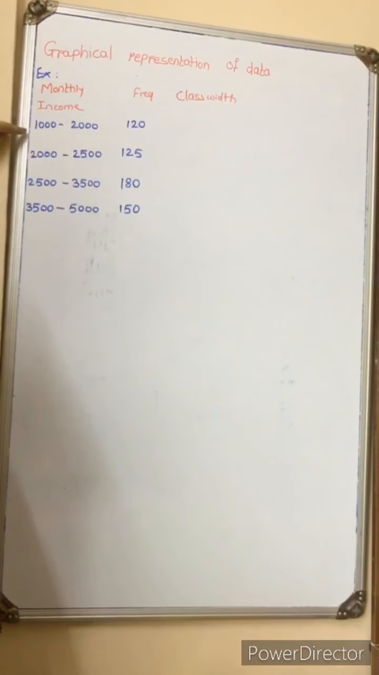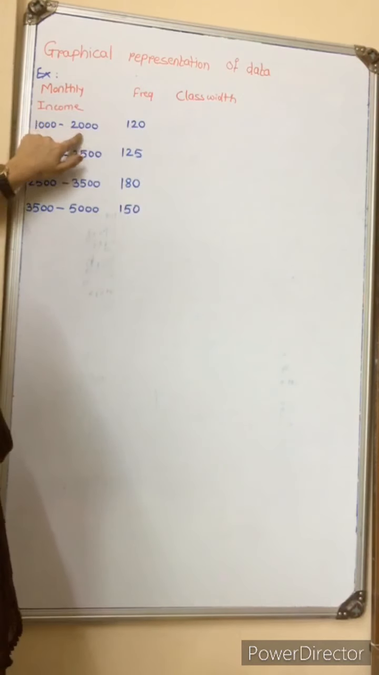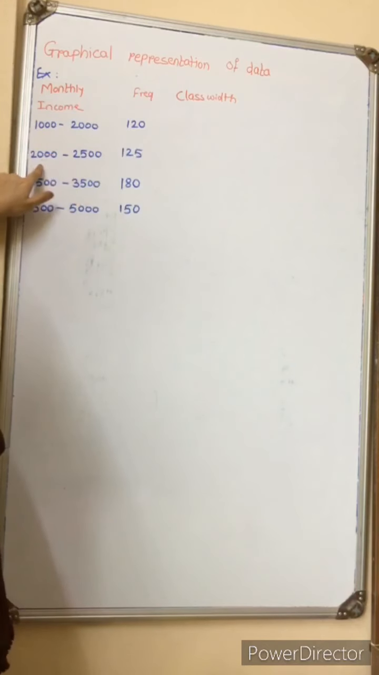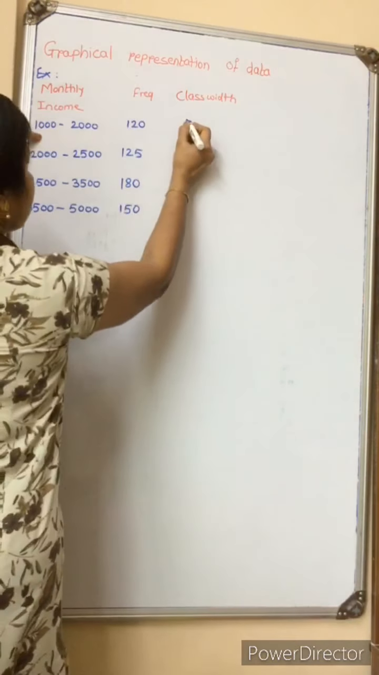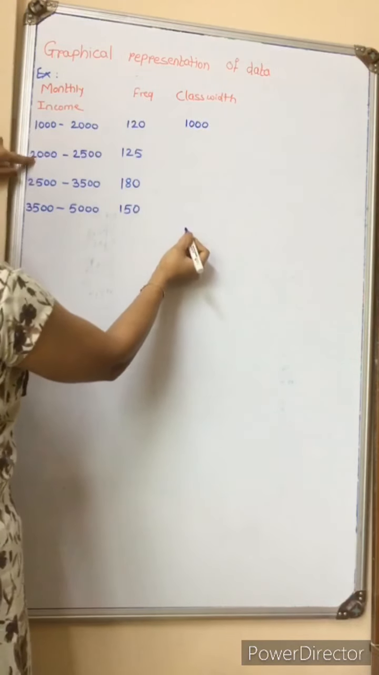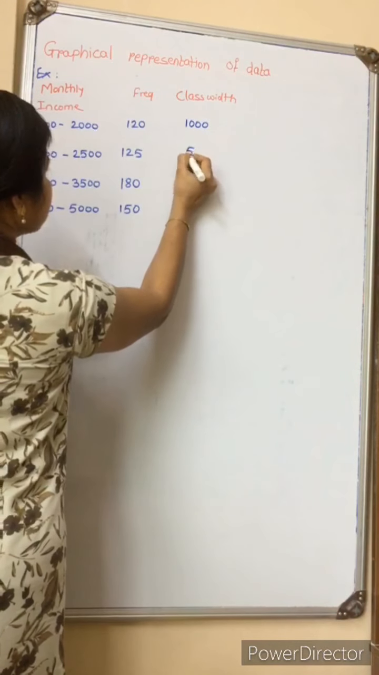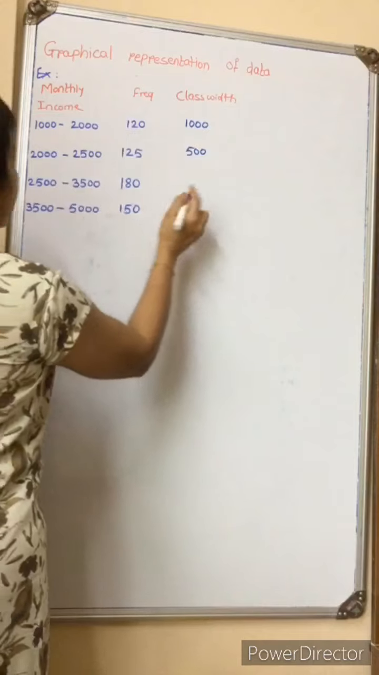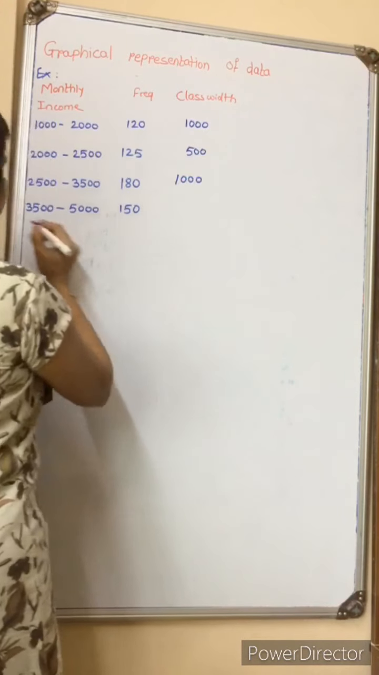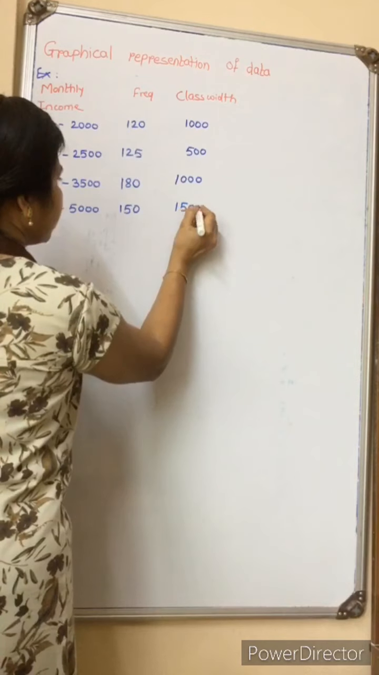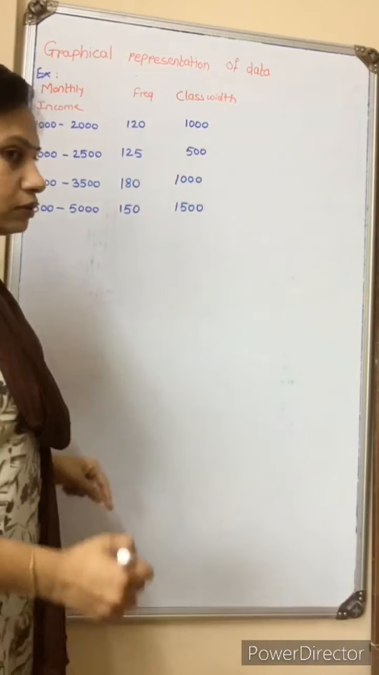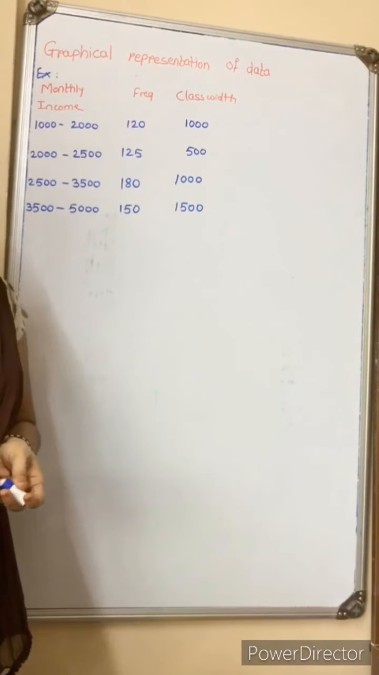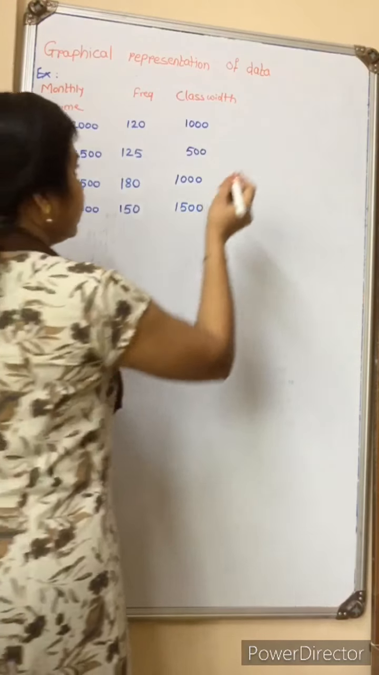Second point, we need to see whether the class width is the same. How can we find out class width? Class width is upper boundary minus lower boundary for the same class. So for this class width is 1000. For the second class, it is 500. So class width is not the same. Here it is again 1000 and 1500. Correct? So as the class widths are not the same, we find out the adjusted frequency or frequency density.